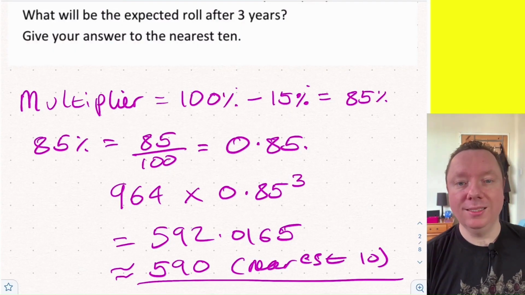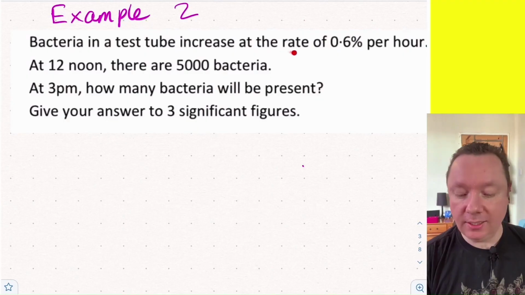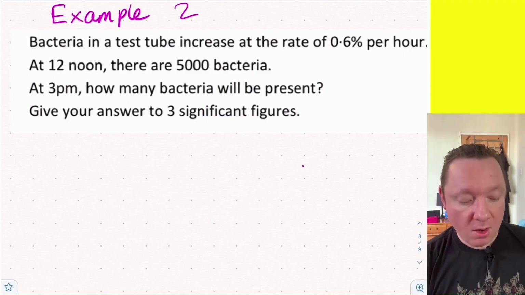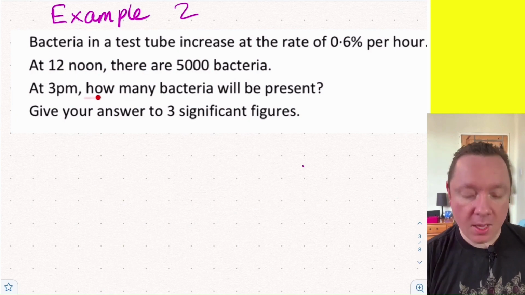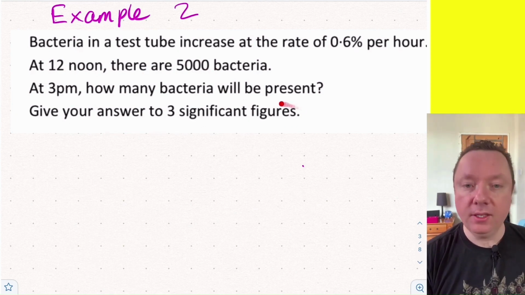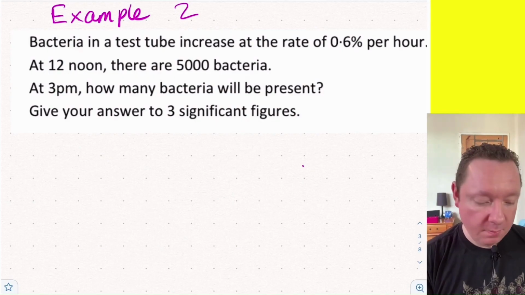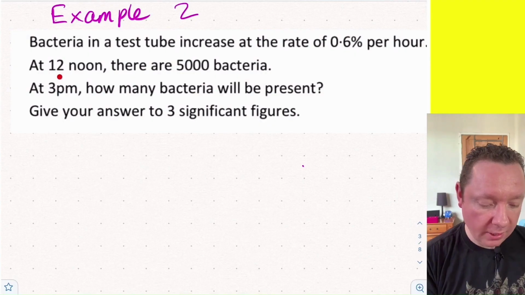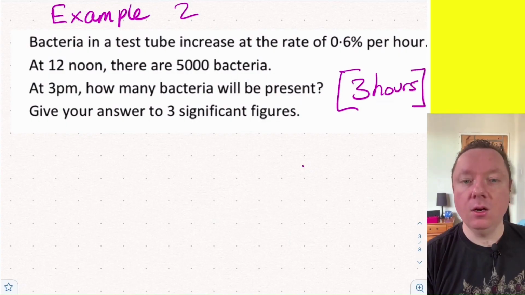Let's look at another example. Example 2 says bacteria in a test tube increase at the rate of 0.6% per hour. At noon there's 5,000. At 3 p.m. how much will be present? And we want to give our answers to 3 significant figures. Okay, we need a time. Let's start with the time. Nice and simple. 12 till 3, that's 3 hours. Let's just take a wee note of that. And then we start our question.